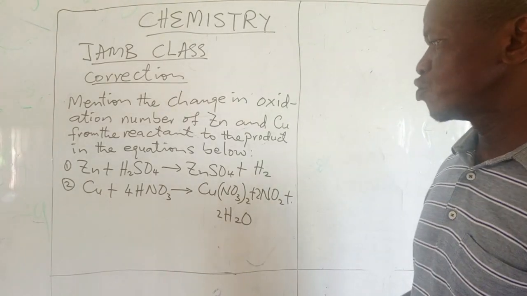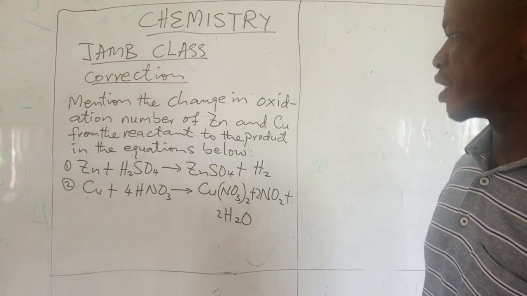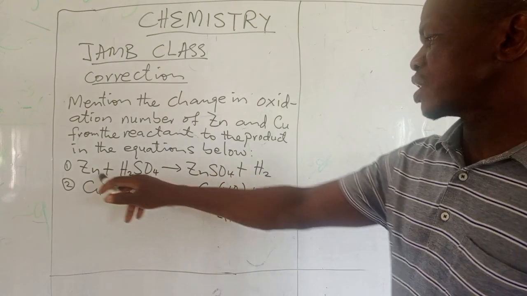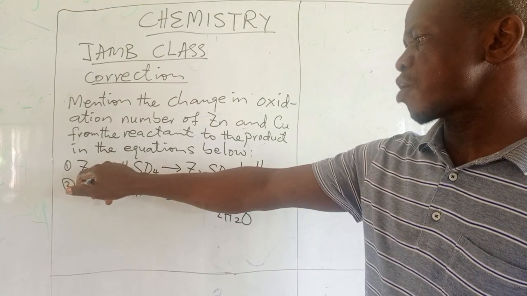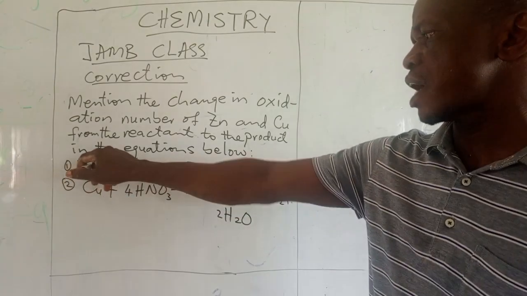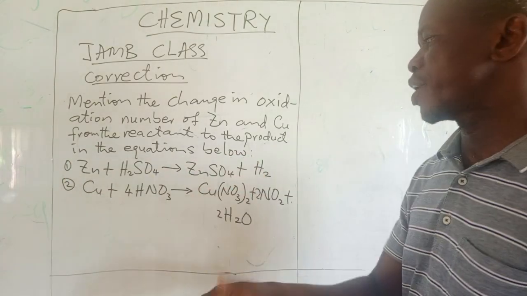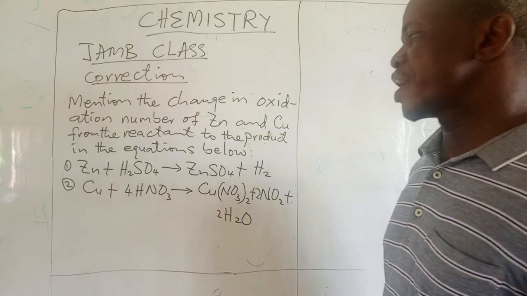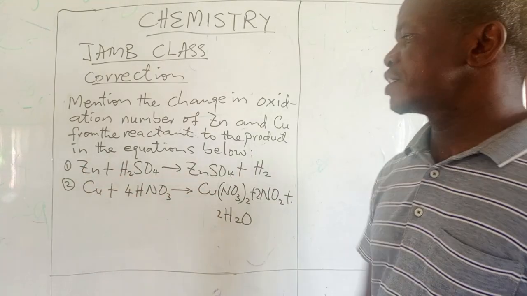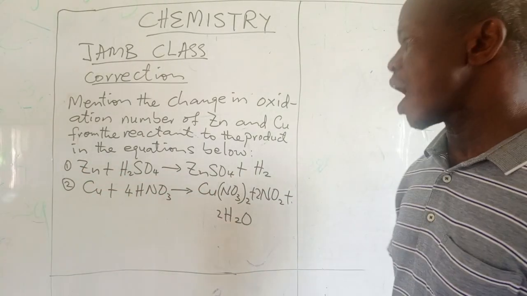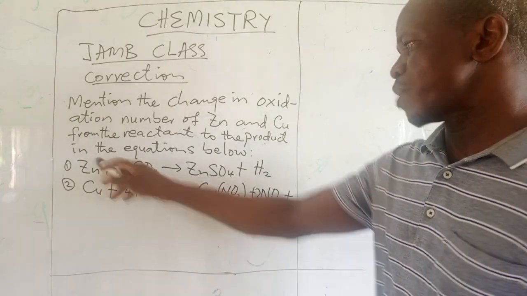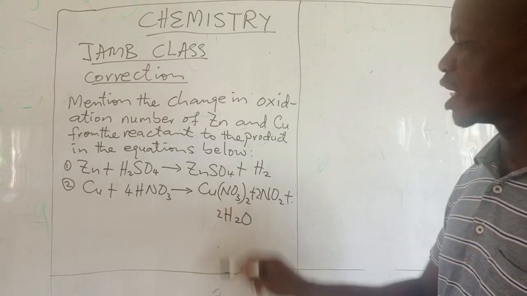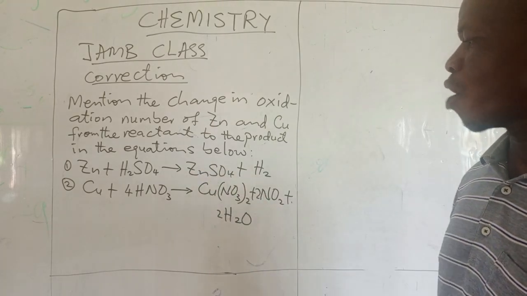So how do you do when you see a question like this? Just check the oxidation number. If it is a compound, calculate the oxidation number in the reactant and that of the product, then compare. Then you now know whether it's increasing or decreasing. But in this case, the first elements here in the reactant are just elements. The species here are elements, they are not compounds. It's in the product that you have them in the form of compounds.